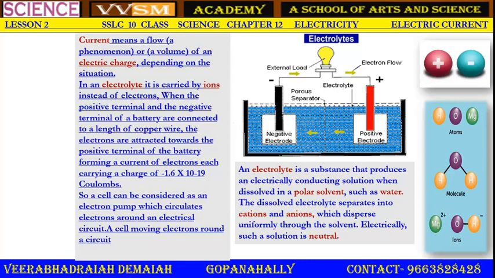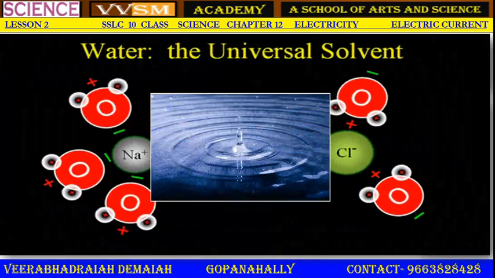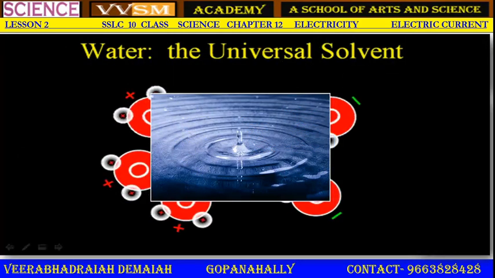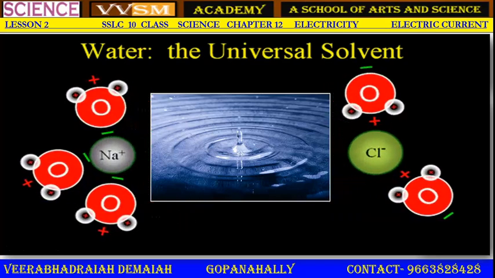So when the positive terminal and the negative terminal of the battery are connected to a length of copper wire, you can see that an electrolyte is a substance that produces an electrically conducting solution when dissolved in a polar solvent. Water is a polar solvent. That is, water is a universal solvent. Now, this is very important. So therefore, the universal solvent, water, conducts electricity when we add acid or base or salts.